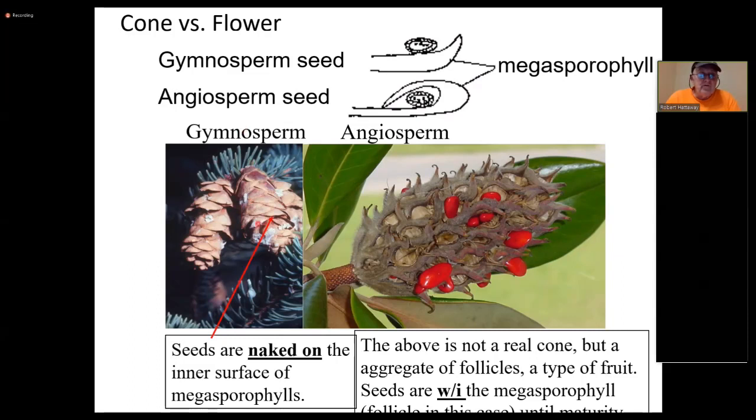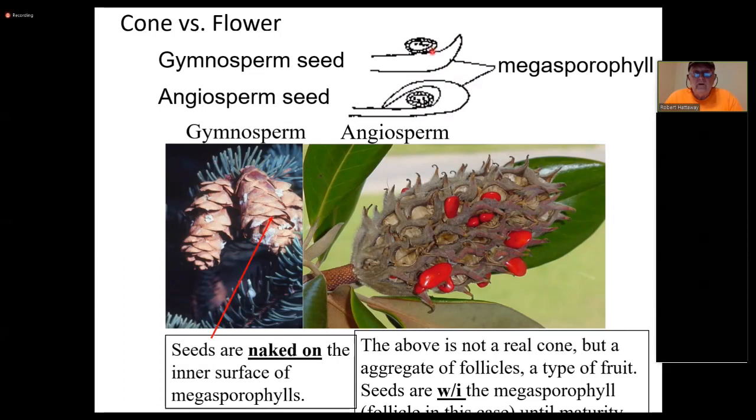So if this was a fir, it would be easier to visualize in terms of what I showed you a few minutes ago. But seeds are naked on the inner surface of megasporophylls, and that's what this has. In the case of an angiosperm, we'll revisit this, but the megasporangium, which is here with the seeds inside, are actually enclosed within a leaf that totally encloses, like an apple. You're eating a modified leaf when you eat the fruit, or a pear, you're eating a modified leaf. And inside the core of that apple or pear is the seeds.